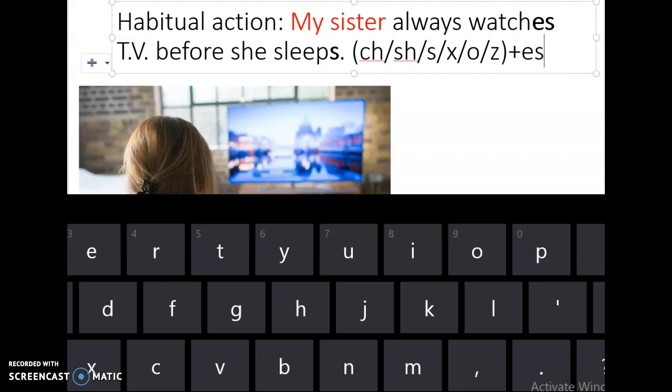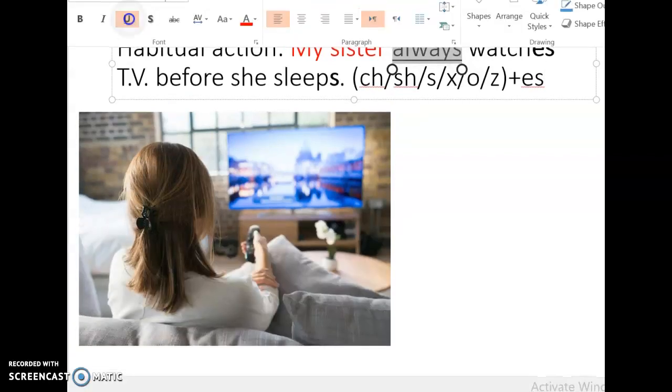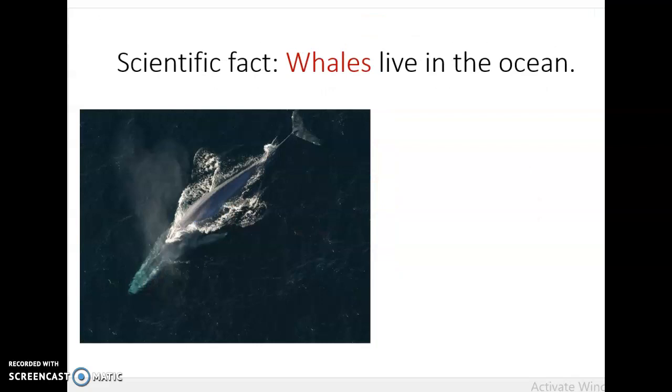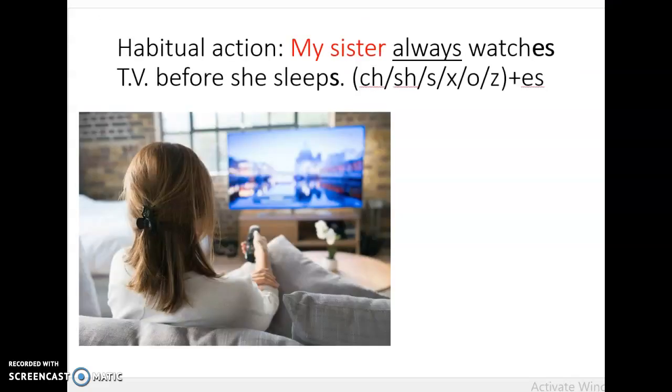For example, if I want to say the children watch, we don't add anything. Okay? And if we look at the sentence, we have the word always, which is an adverb of frequency. It shows that this is a habitual action. So we have to use simple present. Here we have something which is scientific, I use simple present. Here we have a habitual action because she always does this action. It's a habit, so we use simple present.